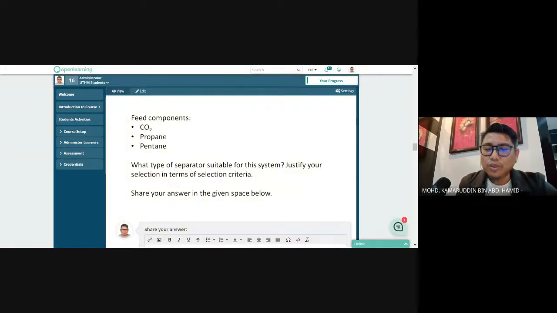Kadang orang malu, suara emas dia malu nak berkongsi suara dia. Okay.